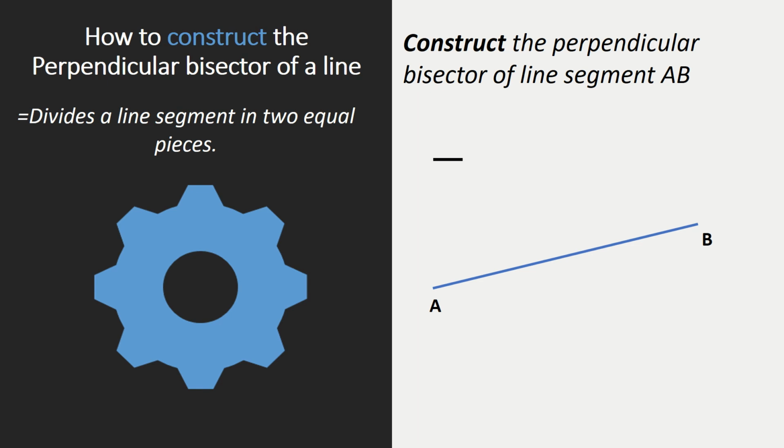But what was the perpendicular bisector again? The perpendicular bisector divides a line segment, so a piece of a line, into equal pieces. So if we've got line segment AB, and we know that this is approximately the middle, and if we drew a perpendicular line, then we had the perpendicular bisector. However, today we're not allowed to measure anything, so we need to construct. And therefore I made a little video.